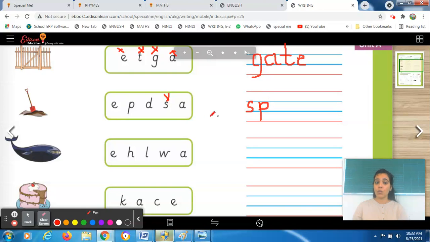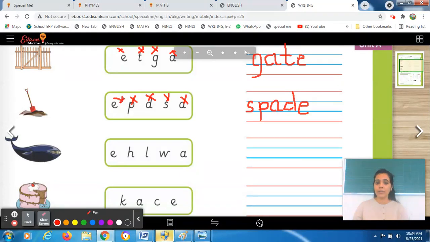Spade. Then again, what is the sound? A. So you have to write A over here. Spade. Now, what is the next sound? The D sound comes from letter D. So next you have to write D over here. And in the last we have to write E. Don't forget that you all have to write E in the last. Otherwise it will not give you the correct sound.